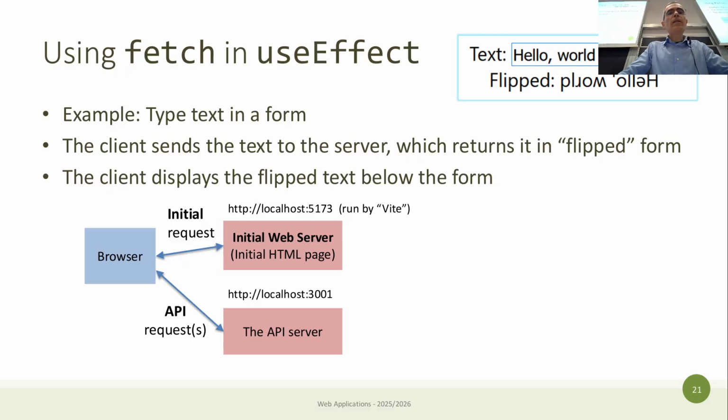And the client, in this case, does very simple stuff. It takes some value that has been written by the user in a text box, like in a form. Now we know how to handle a form. It sends this value to the server, and the server simply replies with a string which looks like an inverted text.